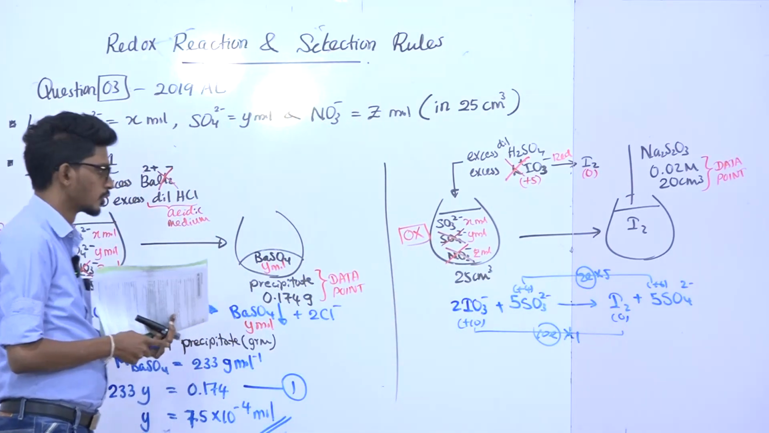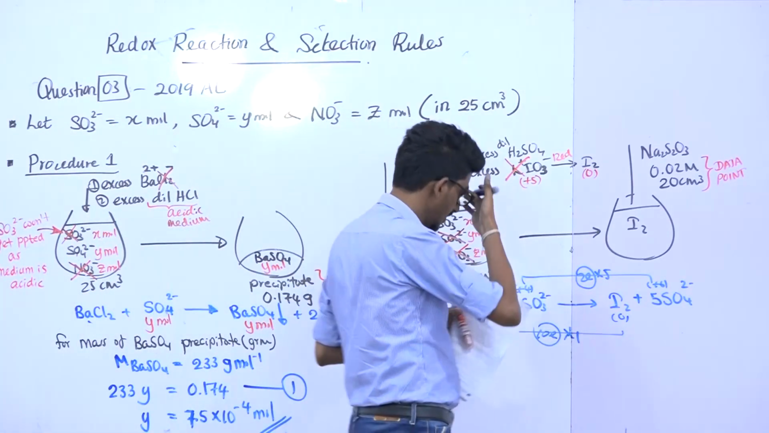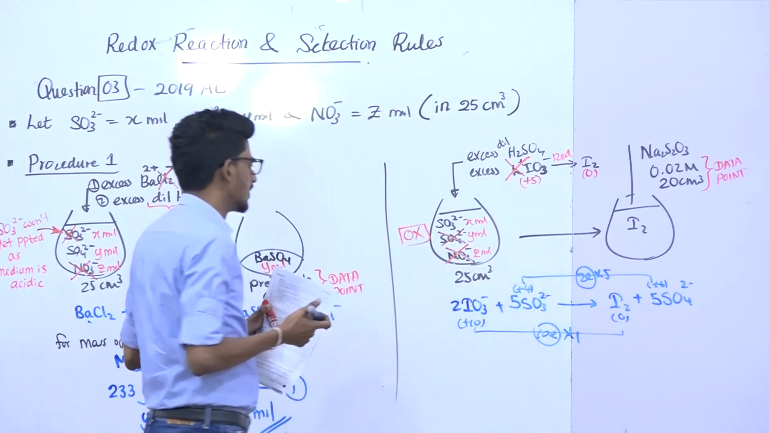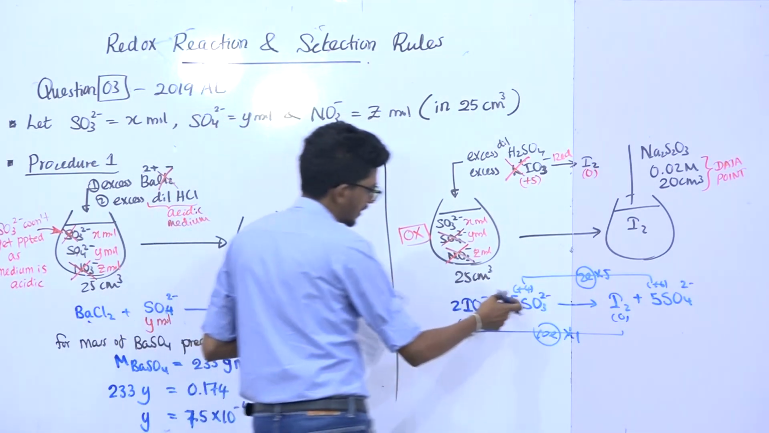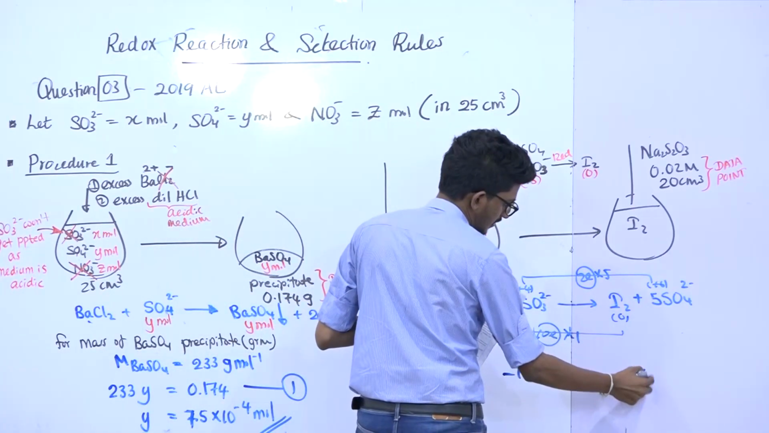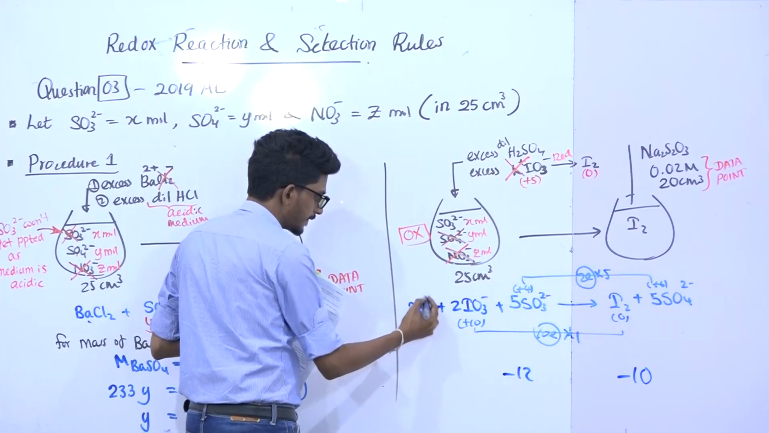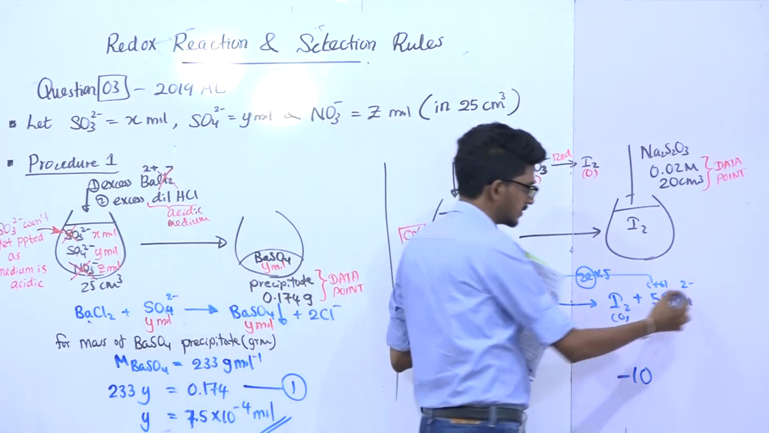Right now, so balancing the stuff, right? So H plus, the medium balancing, right? H plus and H2O things, right? Charge balancing, minus 2 is there, minus 12 is at this side, and at this side minus 10 is there. So 2 H pluses are needed and 1 H2O molecule here.